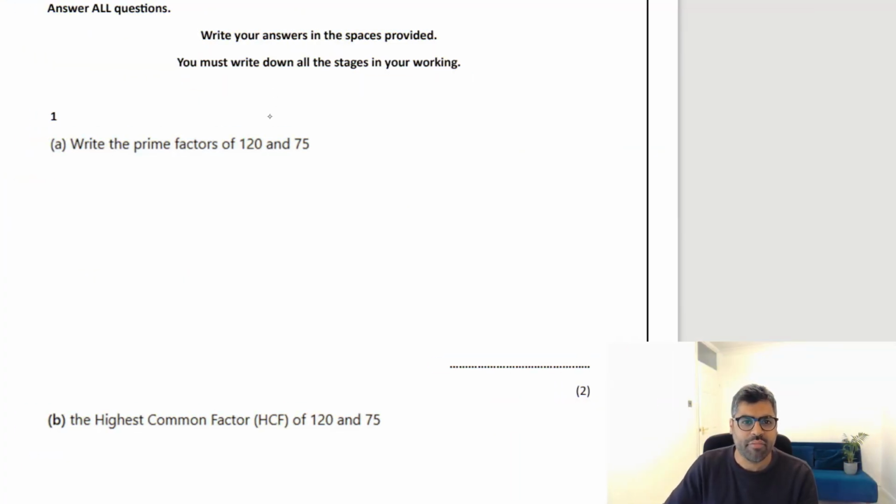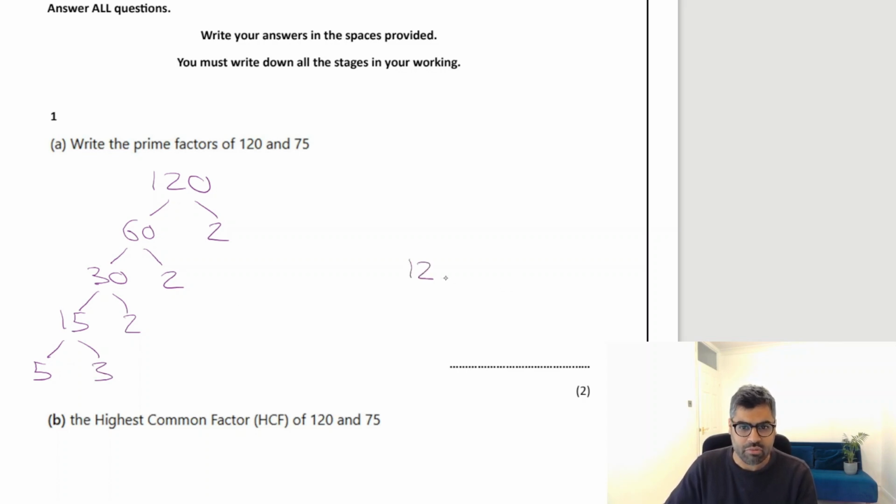Question 1, we have to write the prime factors of 120 and 75. So we're going to use prime factor trees. 120, how do we get 120? Well, that's 60 times 2. Then how do we get 60? 30 times 2. How do we get 30? 15 times 2. And to get 15, it's 5 times 3. At this point, we've got everything down to prime numbers. So the prime factors of 120 are 5 times 3 times 2 times 2 times 2, which we can write as 5 times 3 times 2 cubed.